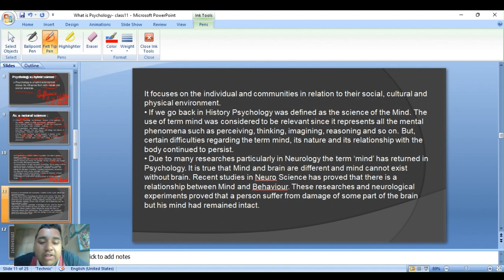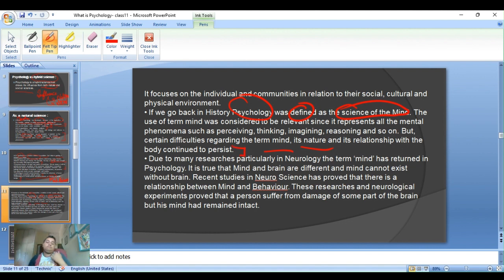If we go back in history, psychology was defined as a science of the mind. हिस्ट्री में जाके देखें तो साइकोलॉजी क्या थी? It was defined as a science of mind. The use of the term was considered to be relevant since it represents all the mental phenomena such as perceiving, thinking, imagining, reasoning, and so on. But it contains certain difficulties regarding the term mind, its nature, and its relationship with the body continue to persist.